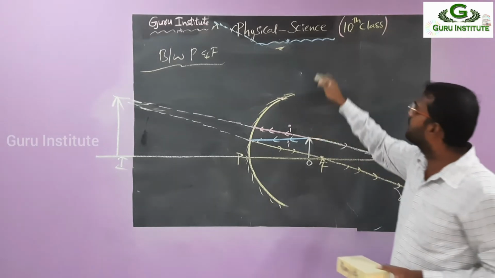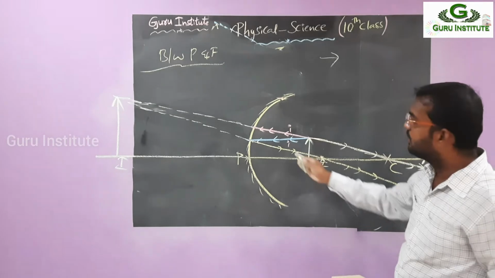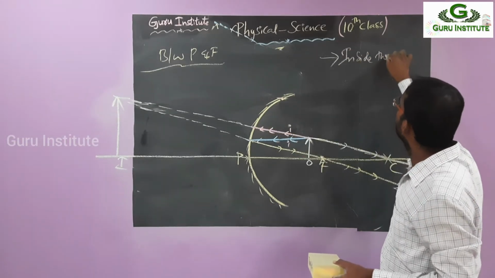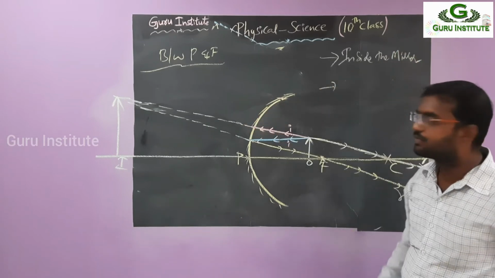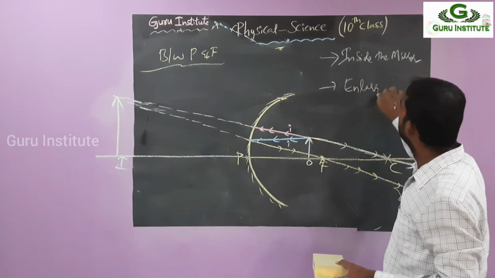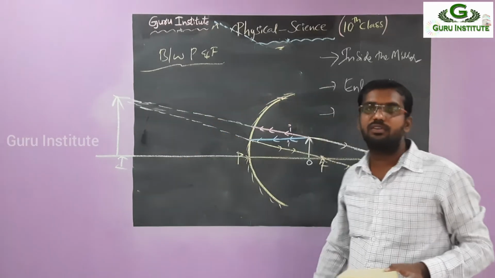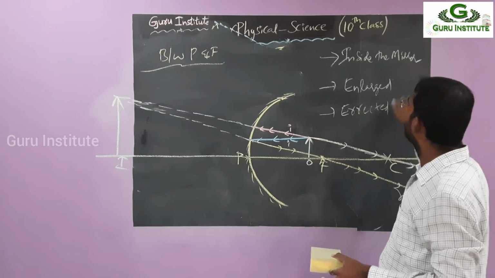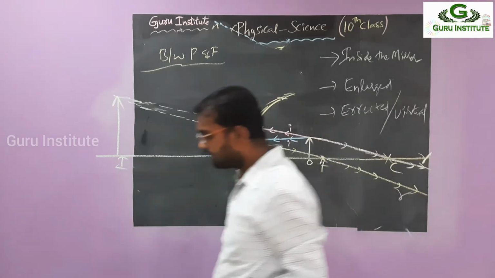So observe this one. From this we can write the nature. Where is the image formed? Inside the mirror, the image is formed. Position is this one. Then enlarged or diminished: the object size is small, so that is a very much enlarged image. It is presented inside, and it should be straight. Straight means erect image. Erect means virtual.